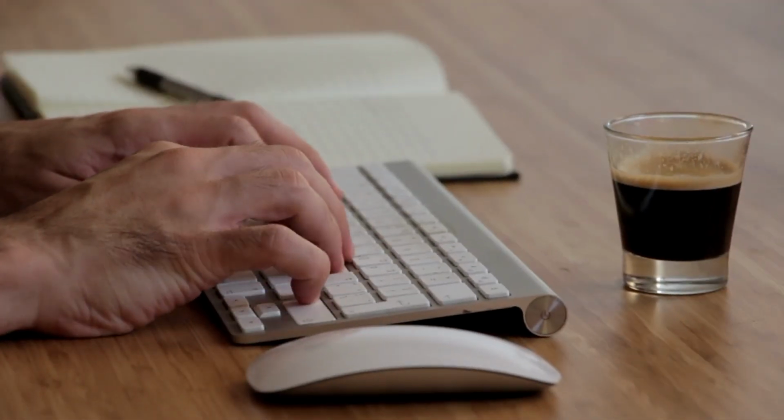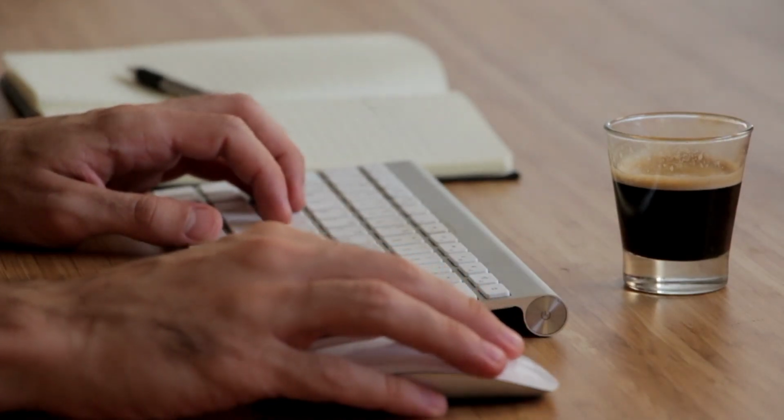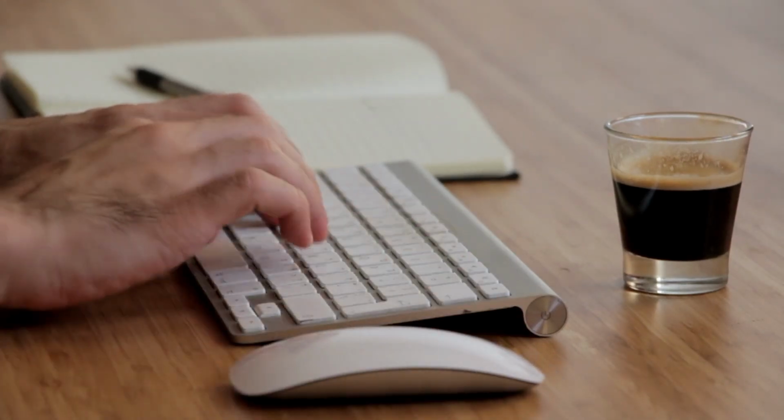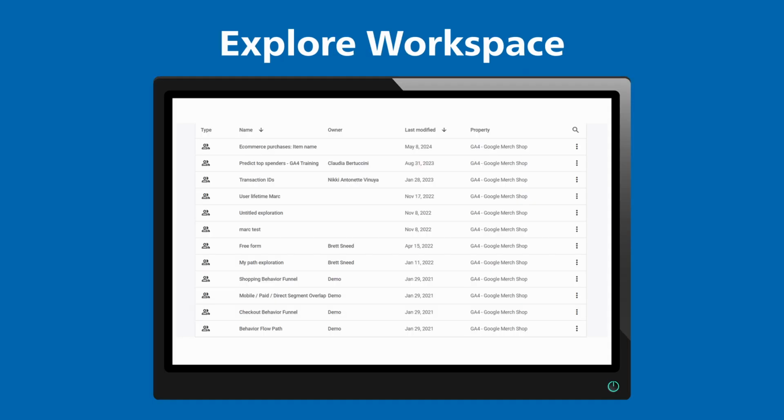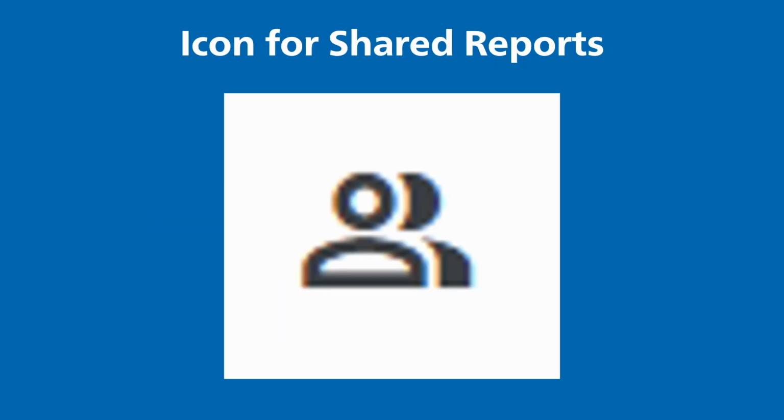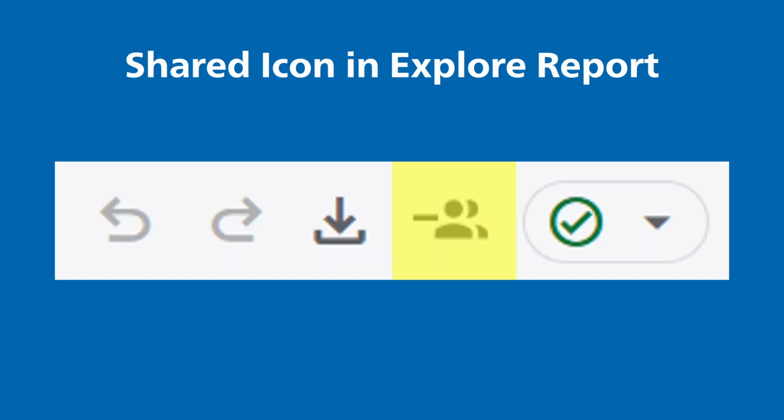Now, let's talk about sharing, which is different from exporting. Instead of downloading data, GA4 allows you to share an analysis directly with other users on the same property. When you use the share option and confirm it, the analysis becomes available to other users in read-only mode. Shared analyses appear in their Explore workspace, and you can recognize them by a different icon in the report list. The icon also changes inside the analysis itself, making it clear that this is a shared or released version.